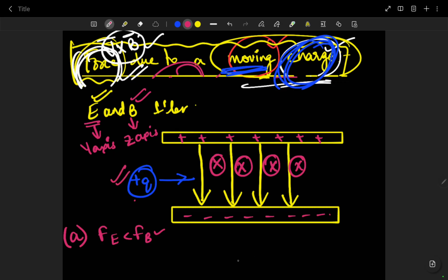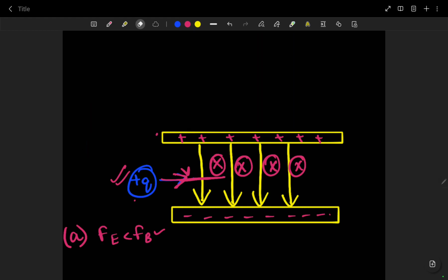Can you tell? So this is its velocity, right? And what will happen is, I'm taking this, for simplicity, plus q charge over here. So its velocity is like this. I'm just imagining it separately for our understanding. So where is the electric field going? It's plus to minus, so this is the direction. And where is the magnetic field going? The magnetic field is going inside, right?